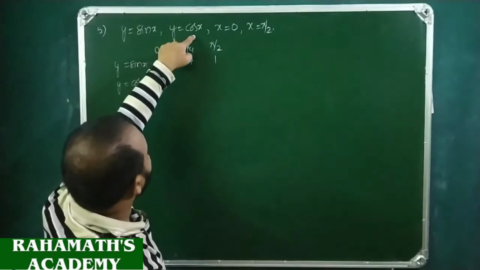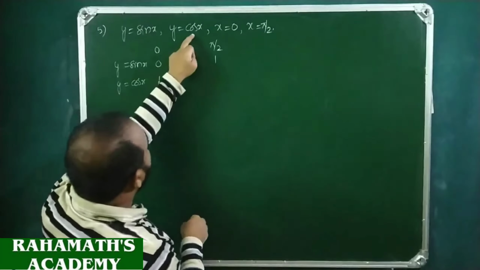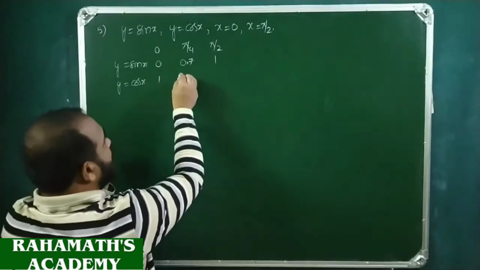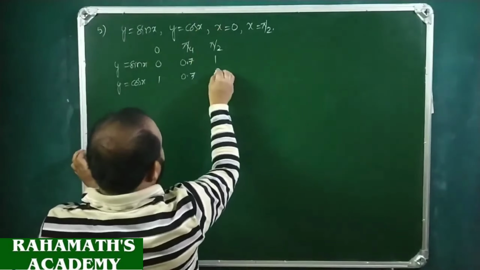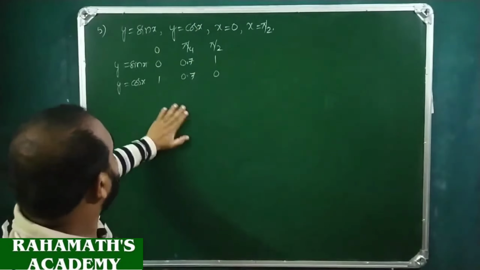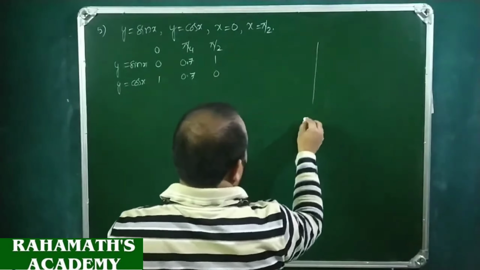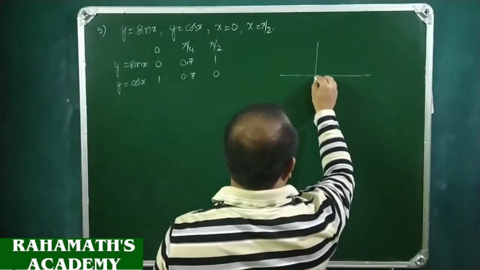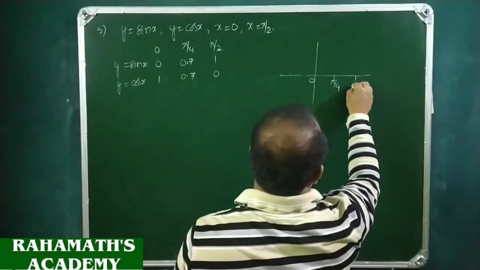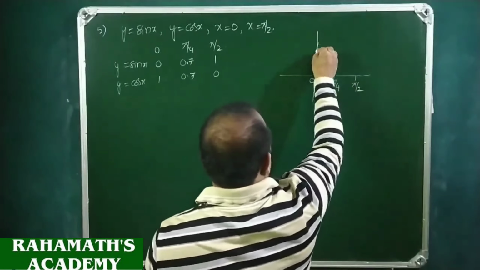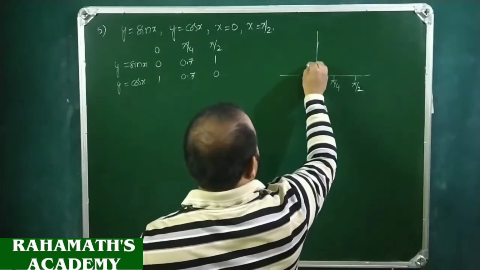Next, cos 0 is 1. Cos pi by 4 is 1 by root 2 again, which is 0.7, and the cos 90 value is 0. So we have got the behaviors of these two curves. So now this is 0, pi by 4, this is pi by 2. This is 0.7.